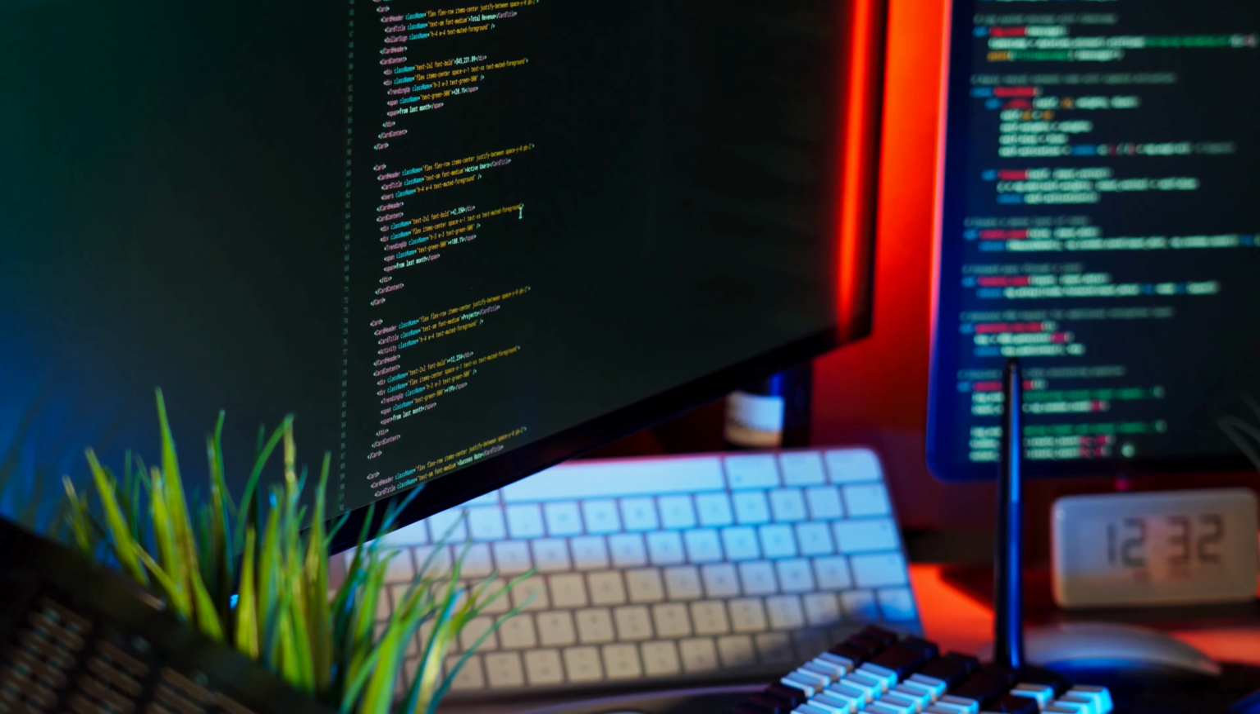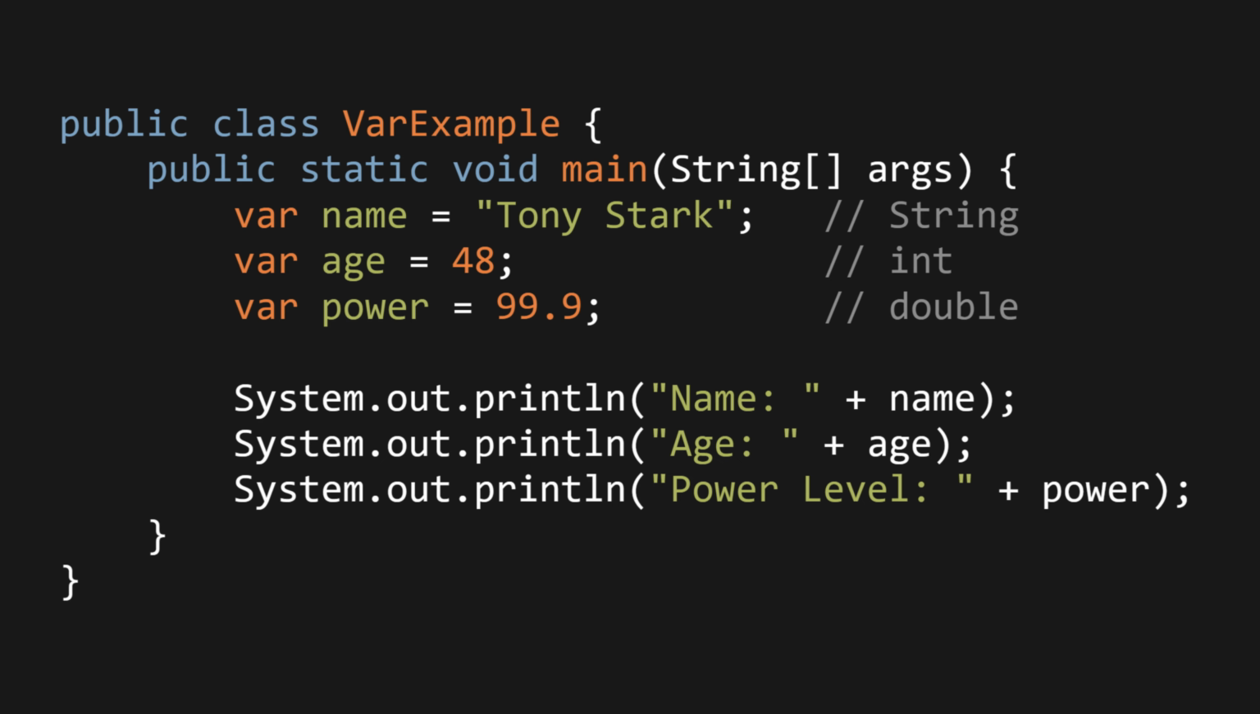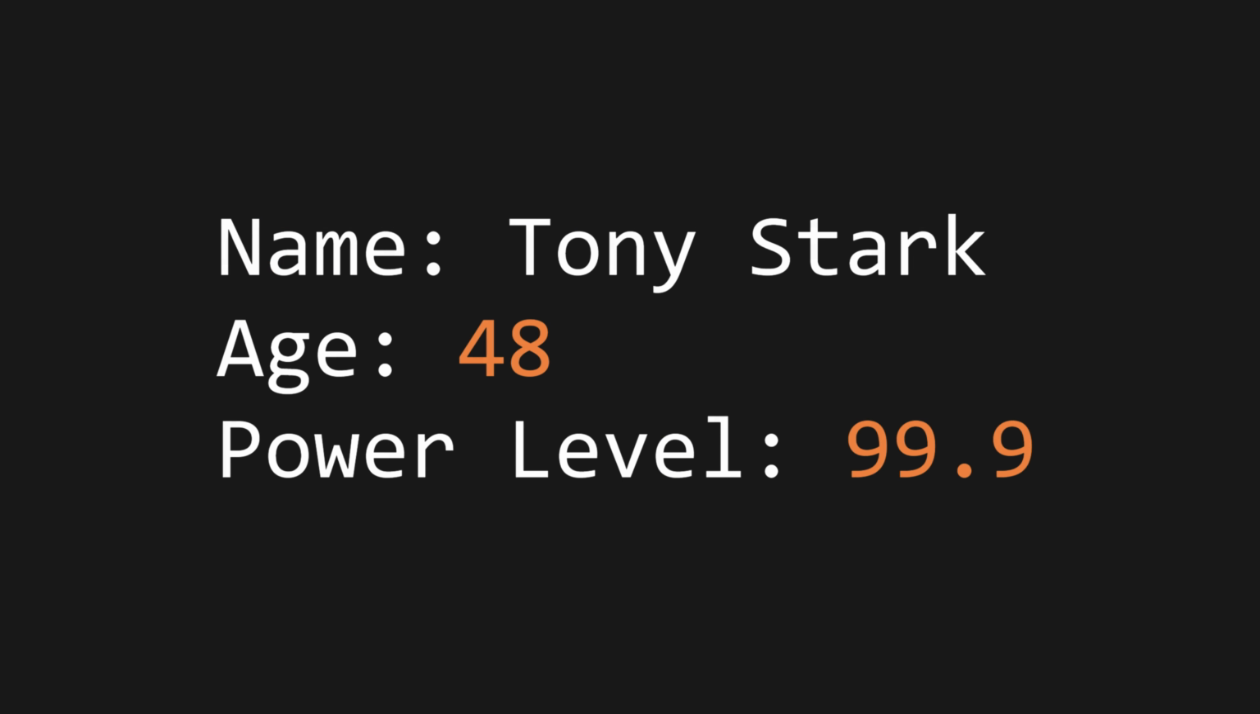Let's write a code using var. public class VarExample, public static void main(String[] args), var name = "Tony Stark", var age = 48, var power = 99.9. System.out.println name, age, power level, power. And the output will be: name Tony Stark, age 48, power level 99.9.